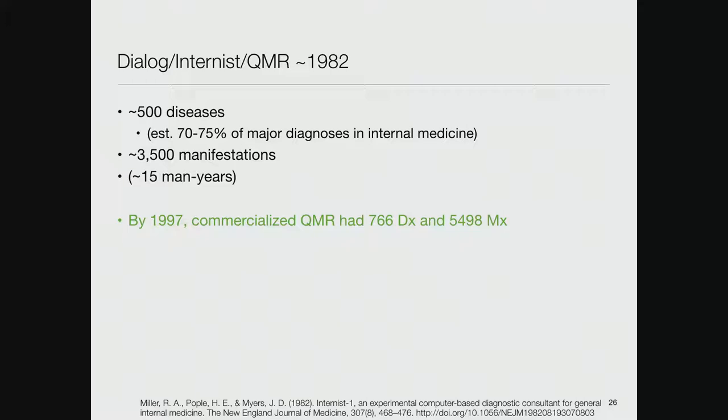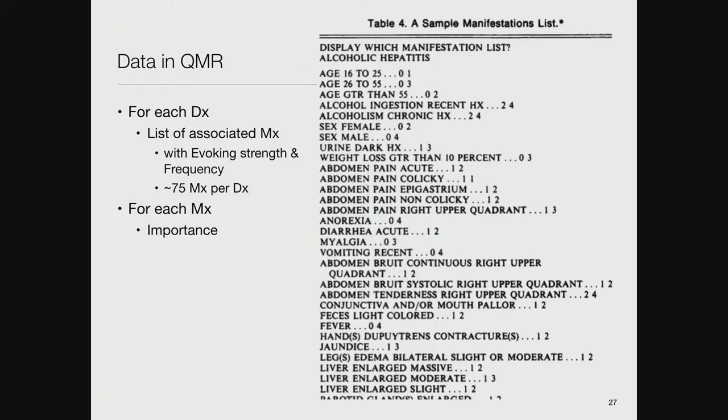Details are, I've tried to put references on all the slides. So here's what data in QMR looks like. For each diagnosis, there's a list of associated manifestations with evoking strengths and frequencies. I'll explain that in a minute. On average, there are about 75 manifestations per disease.